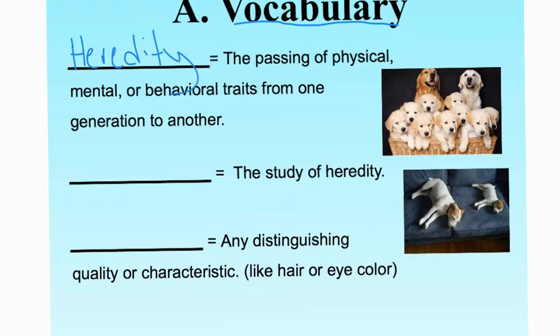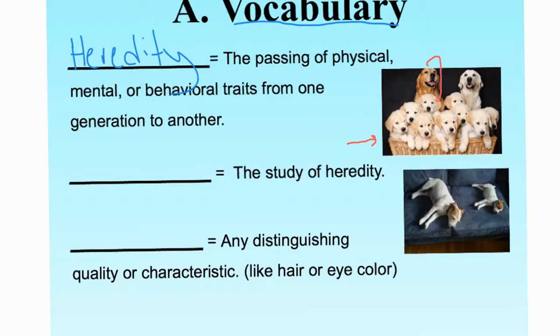Heredity is the passing of physical, mental, or behavioral traits from one generation to another. For example, you can see this basket full of puppies right here. Why do they all look similar? Why do they have that same yellow cream color? Well, look at their parents.